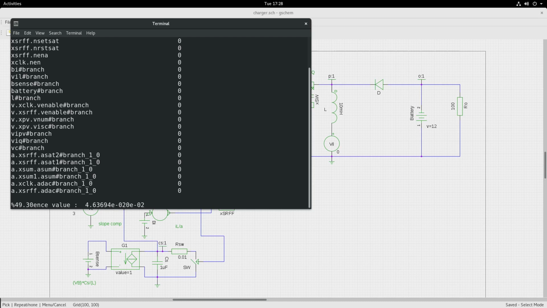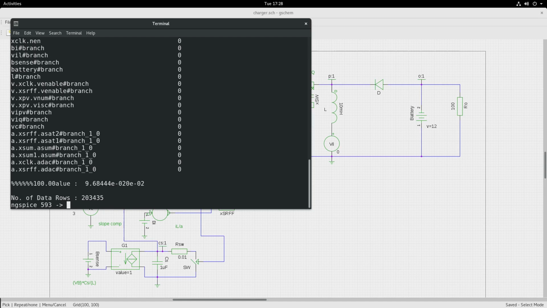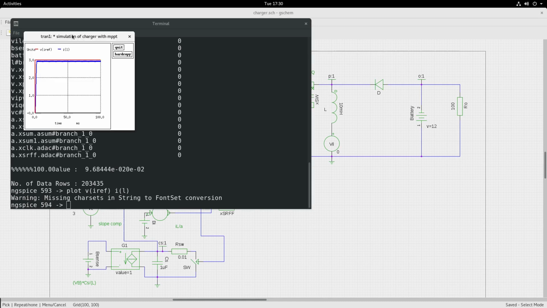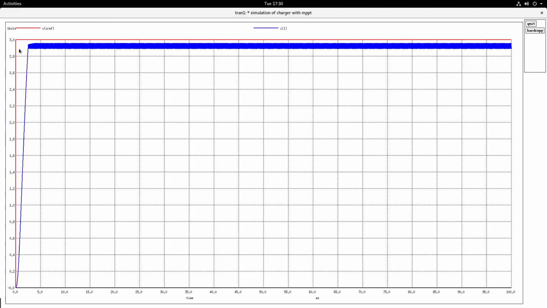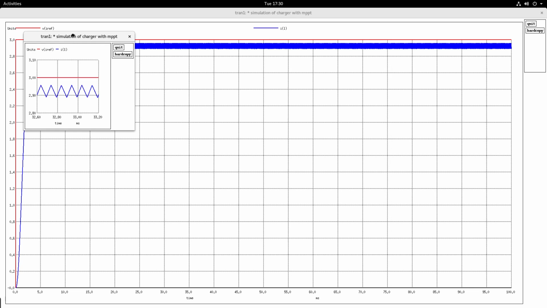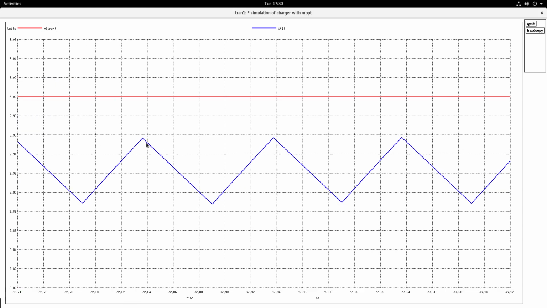Let it simulate, and after simulating we will look at some important waveforms. Let us plot the IL ref and the inductor current, and we will see. So the red one is IL ref, which is at 3 amps, and let me expand it. And the blue one is the inductor current.